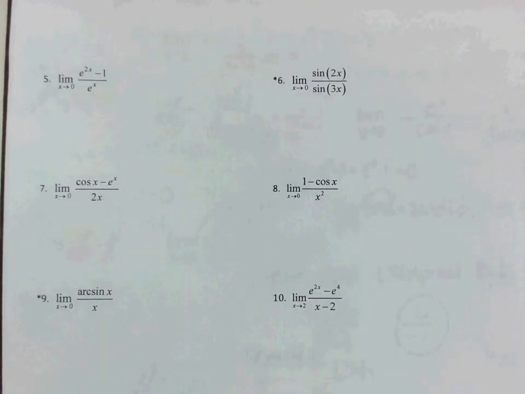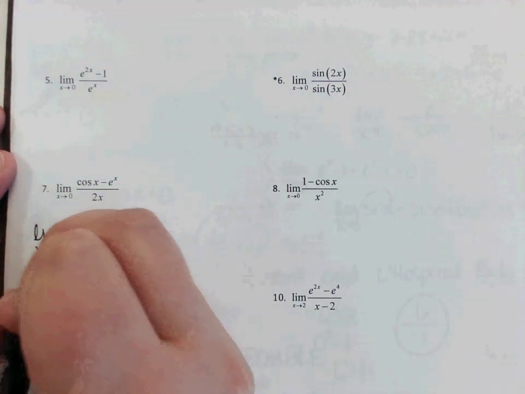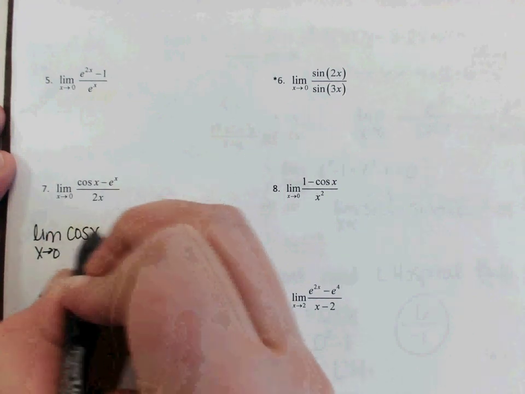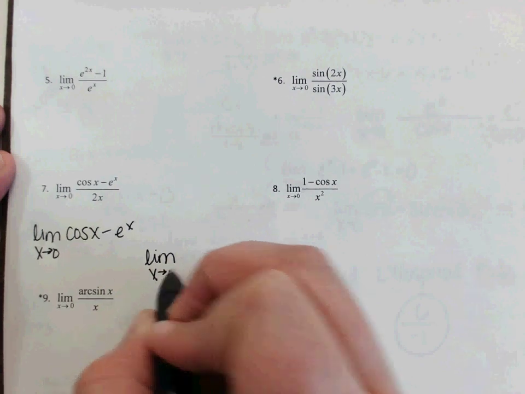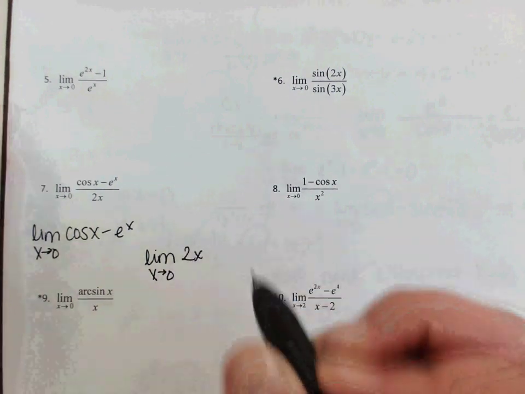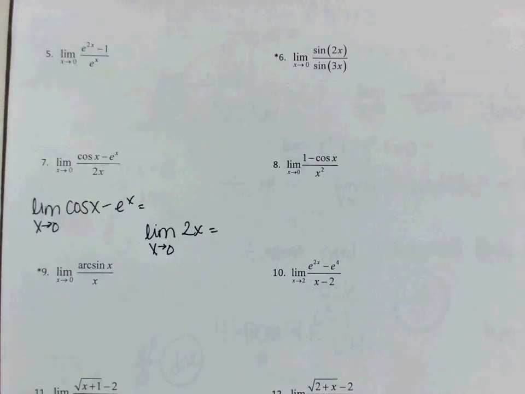Okay, number 7. You just had a couple minutes to do them last time. Hopefully you did. If you didn't, do them with me now. Your limit for the top and bottom must be separated. So I cannot just put them together as a 0 over 0. Remember, that's bad news for the AP test. So you're going to do the top and the bottom limit separately.